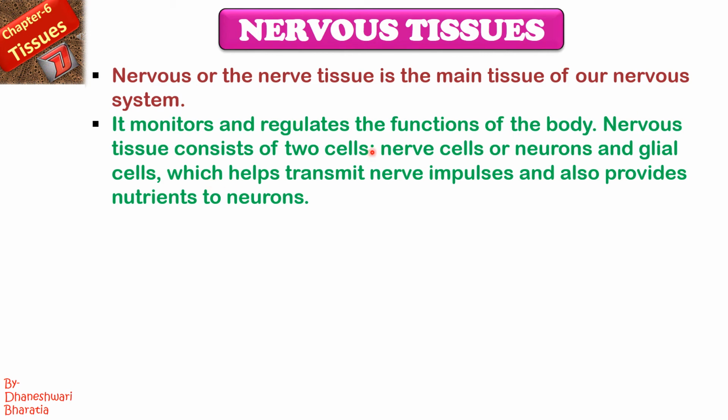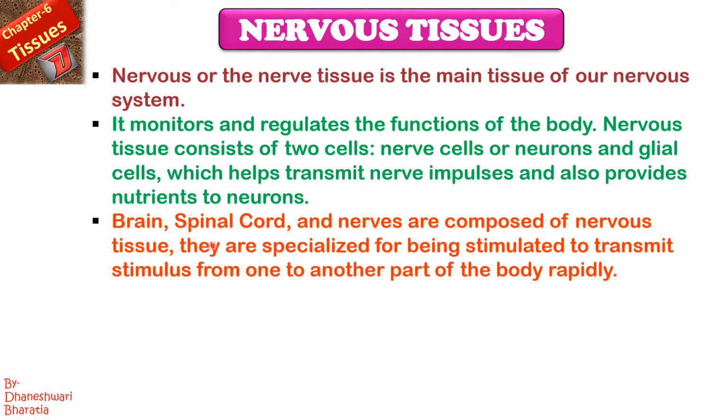Nervous tissue consists of two cells, that is nerve cells or neurons. Please remember these two words, and glial cells, which help transmit nerve impulses and also provide nutrients to neurons. Brain and spinal cord, exactly these two organs, they form the central nervous system, that is CNS. And the variety of nerves present in the different parts form the peripheral nervous system. Okay, they are specialized for being stimulated to transmit stimulus from one part of the body to another rapidly.